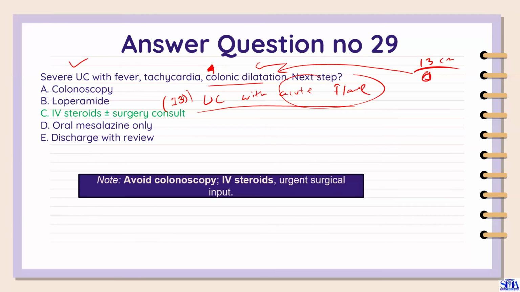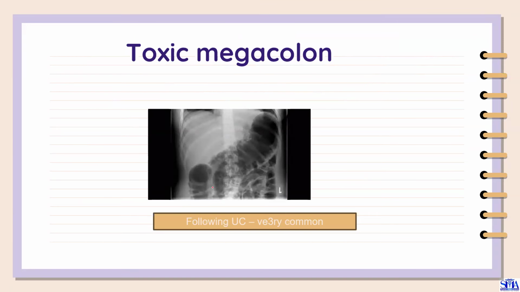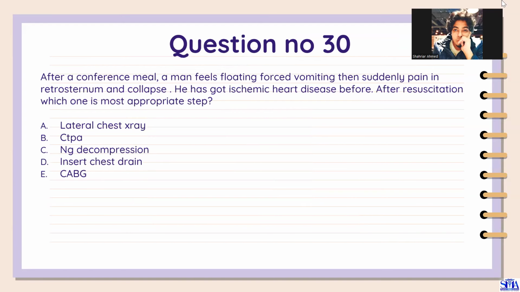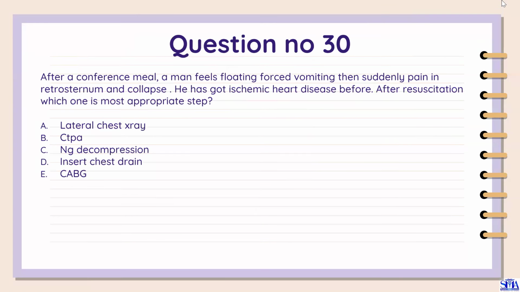So this one is probably an indicator of toxic megacolon. So we definitely need to measure the size. Following ulcerative colitis, it is quite common. Did you know this information? Toxic megacolon is a complication of ulcerative colitis, whereas fistula, abscess, and obstruction are features of Crohn's disease. Did you know this information? I hope you do. Wonderful.